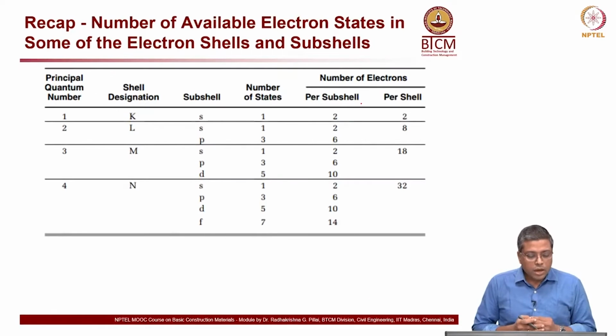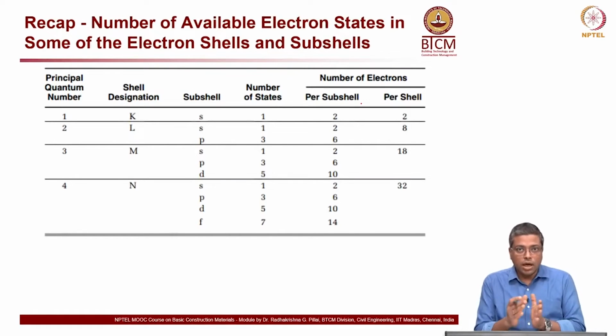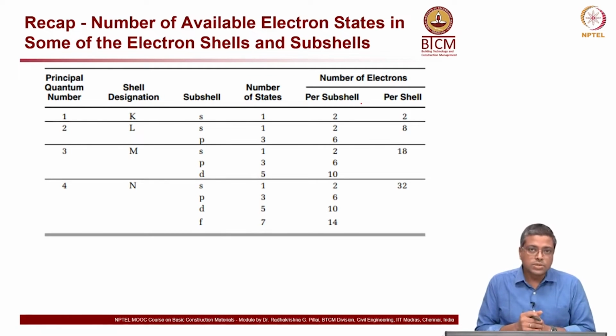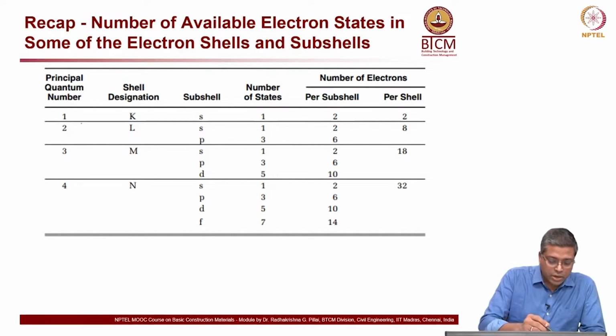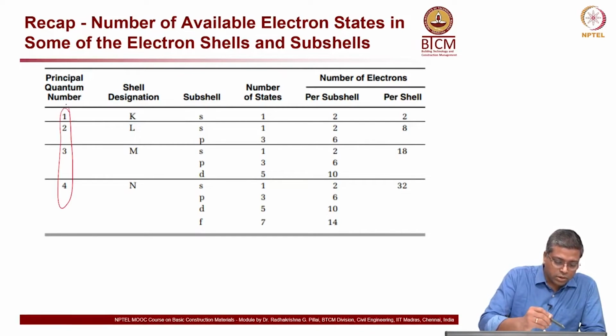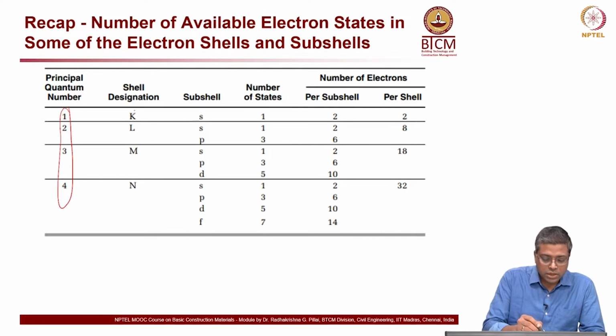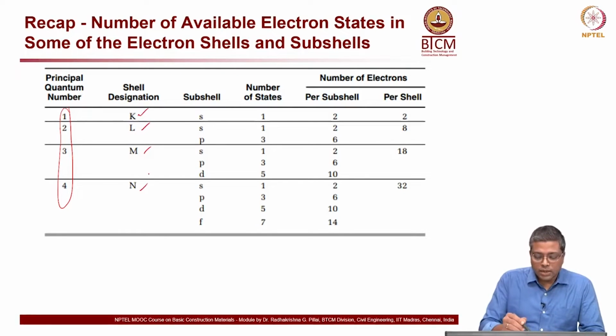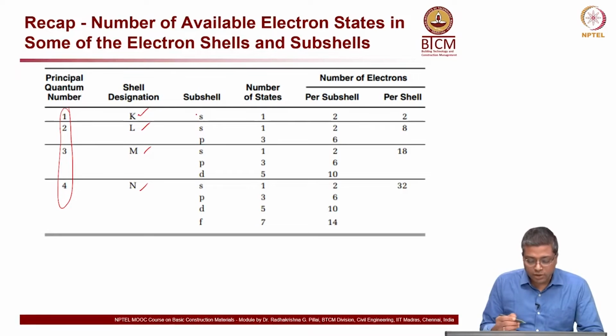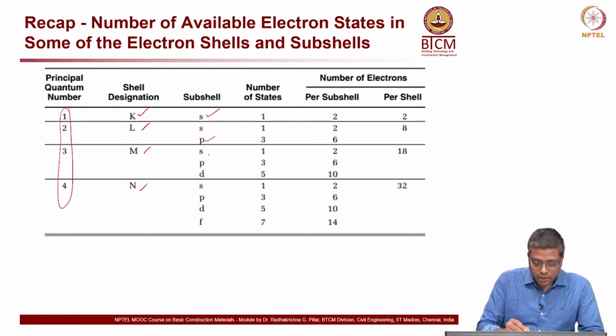Now, we just talked about the cloud and all that, so how is it actually organized, or how are the electrons configured in a particular atom? There is something called the principal quantum number, where we talk about 1, 2, 3, 4, and then there is a designation given to each of the shells, which are K, L, M and N, and then there are subshells which are S, P, D and F.